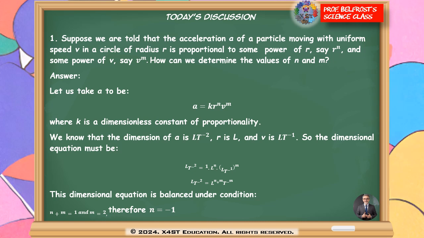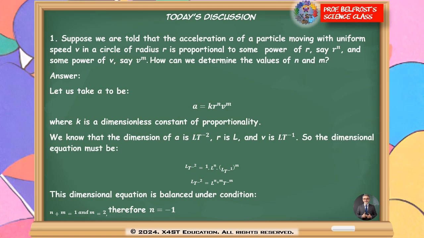So let us take a in the expression a equals k times r to the n times v to the m, where k is the dimensionless constant of proportionality. By knowing the dimension of each term, which are a, r, and v, as k has no dimension, we can create the dimension equation as shown in the slide, and we just need to balance it, okay? This equation will be balanced under the condition that n plus m equals 1 and minus m equals minus 2, which gives us m equals 2, therefore n equals minus 1.